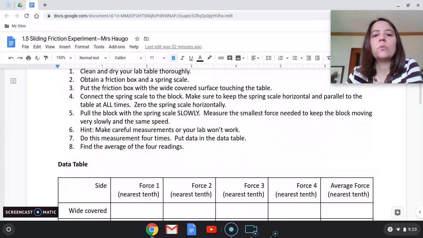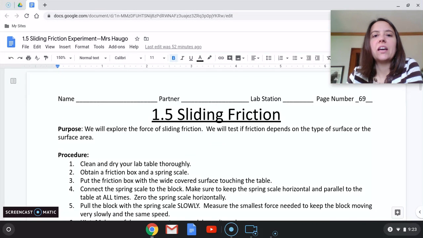And then when you have a wonderfully complete and beautiful lab, you'll want to turn that into Classroom.